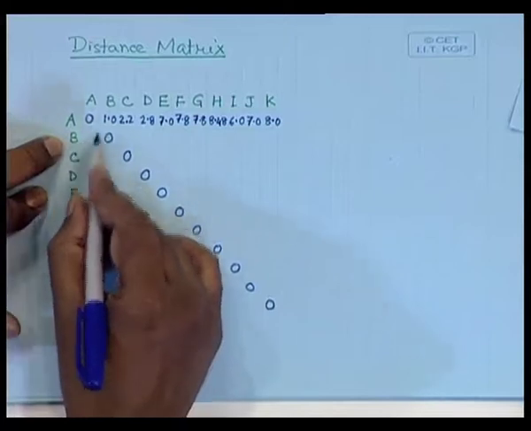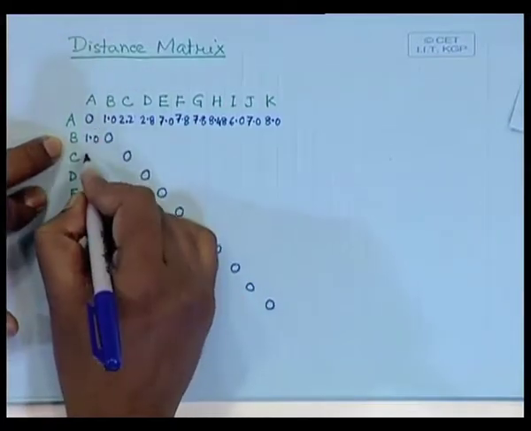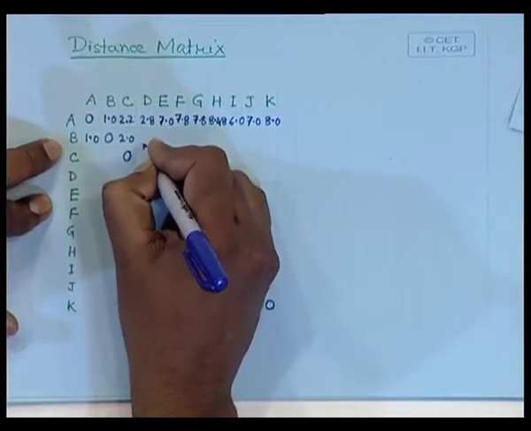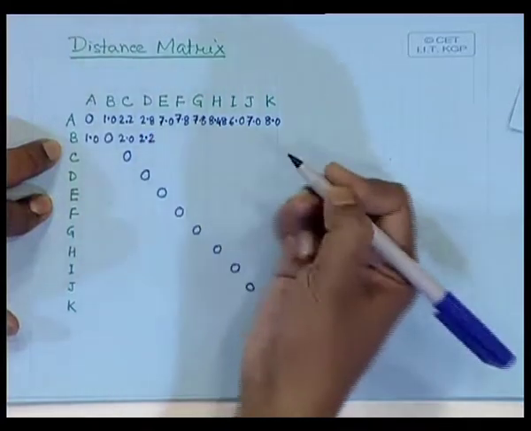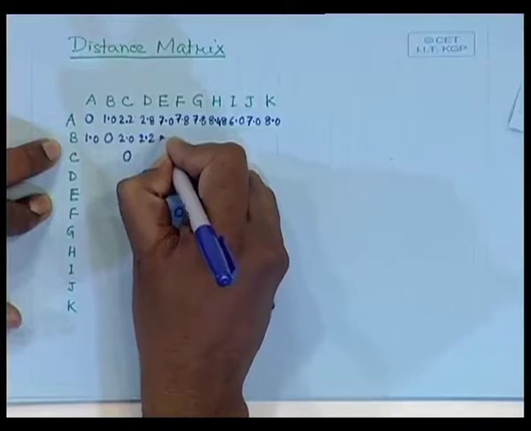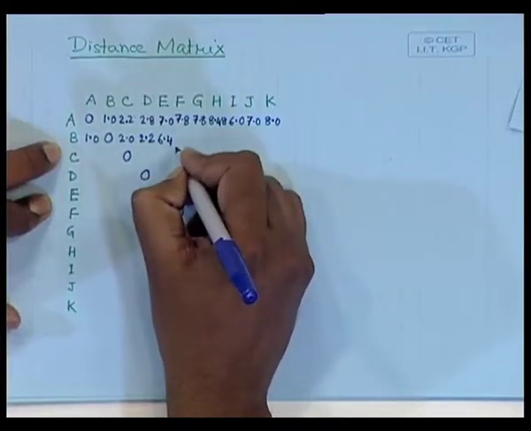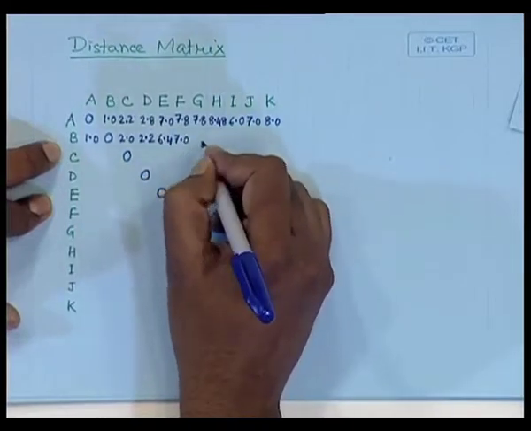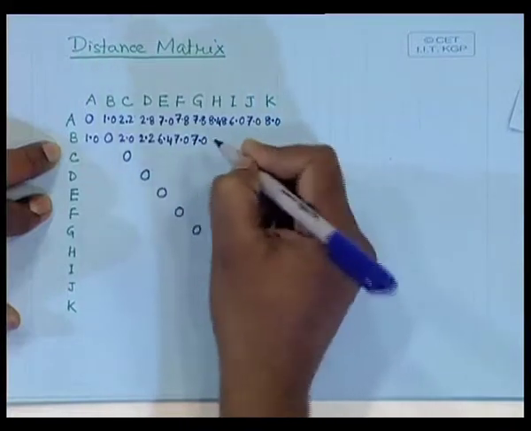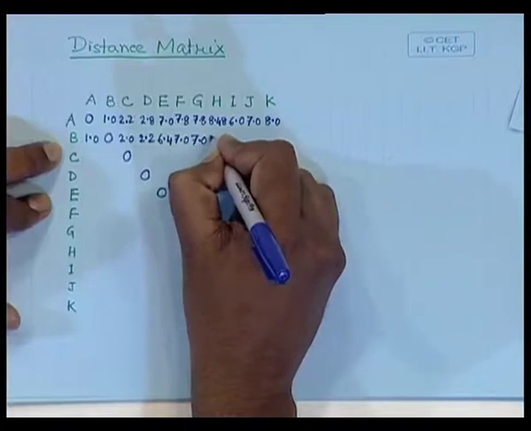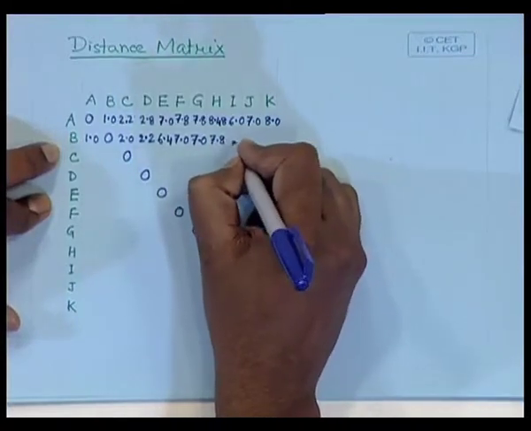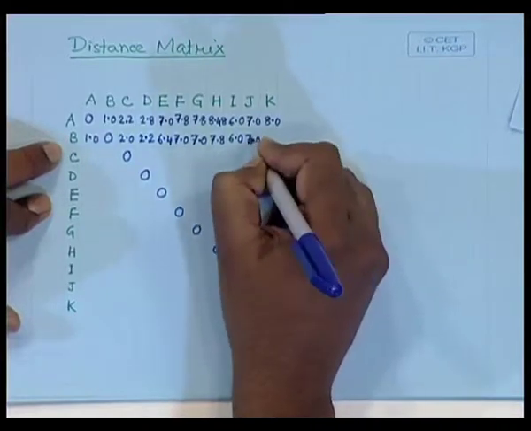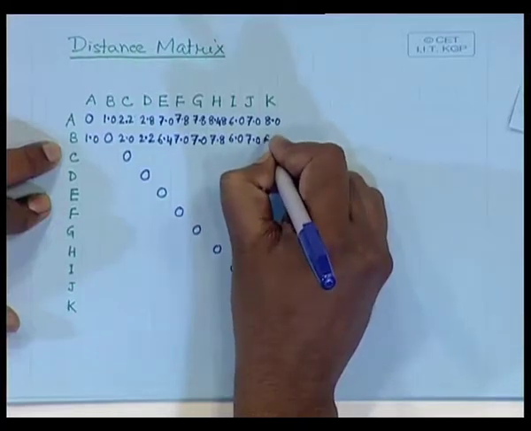Okay. So, between B and A, it will be the same 1.0. Between B and C, it will be 2.0. Between B and D, it will be 2.23. I am writing 2.2. Between B and E, it is 6.4. Between B and F, it is 7.07. So, I am writing 7.0. Between B and G, again 7.07. Between B and H, it will be 7.8. B and I, it is again 6.08. B and J, it is 7.0, and B and K, it is 8.06.